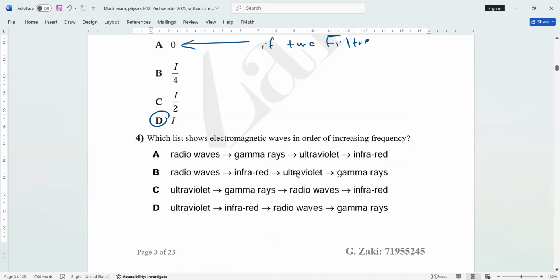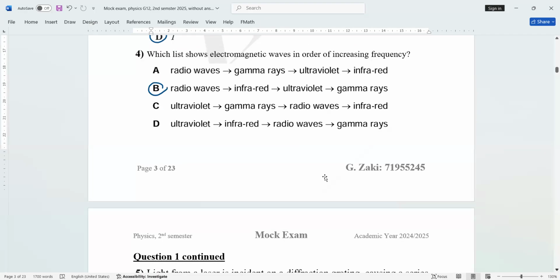Now, number 4, the arrangement by increasing frequency. This is an easy question, but you have to memorize it. Take care, this is a very important question about electromagnetic waves.